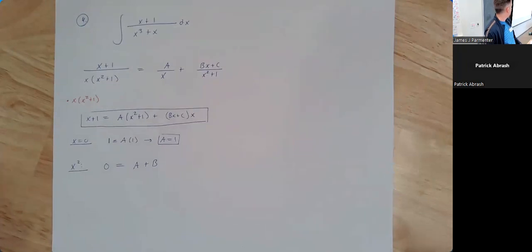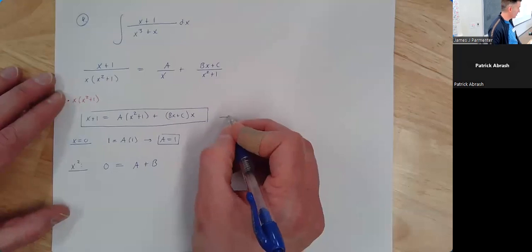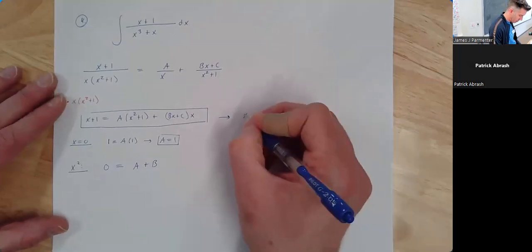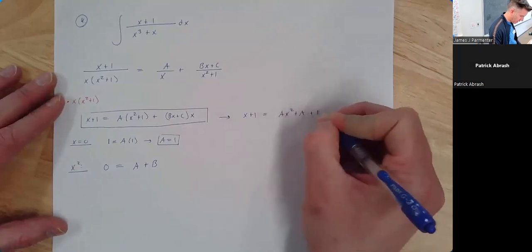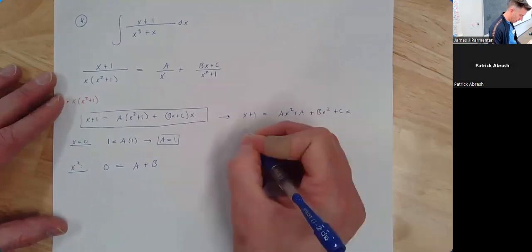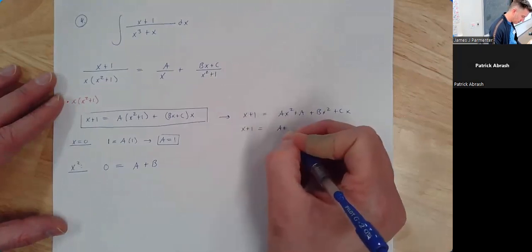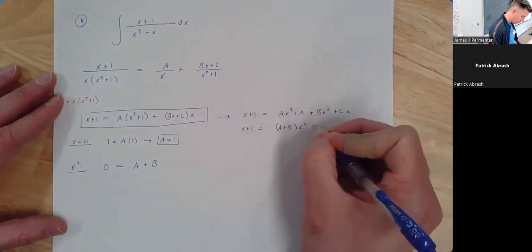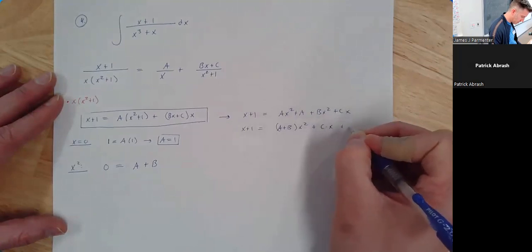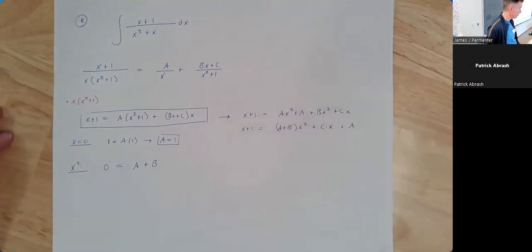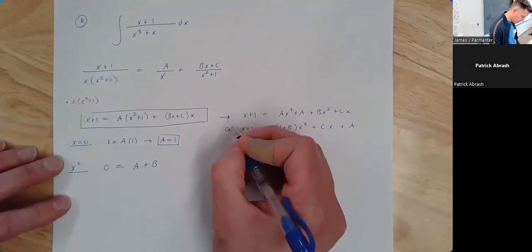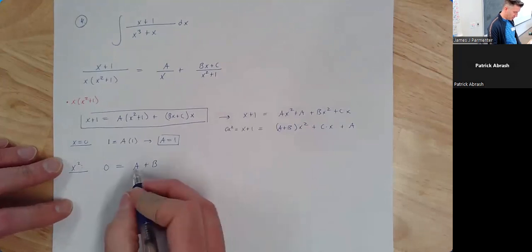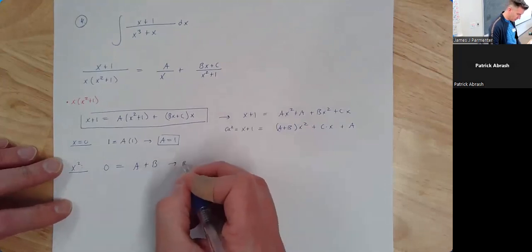But depending on the level of complexity of your polynomial, it might just make more sense to actually multiply the right-hand side and say I've got x plus 1 on the left equals ax squared plus a plus bx squared plus cx, and write it as a plus b x squared plus c times x plus a. That might just make it easier. So now if we equate coefficients, 0x squared equals a plus b x squared. And since a equals 1, we know that b has to equal -1.